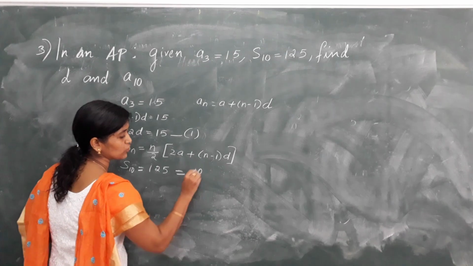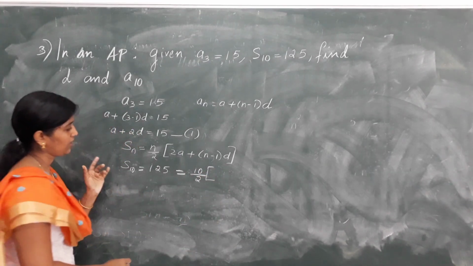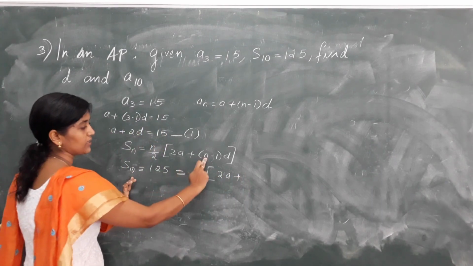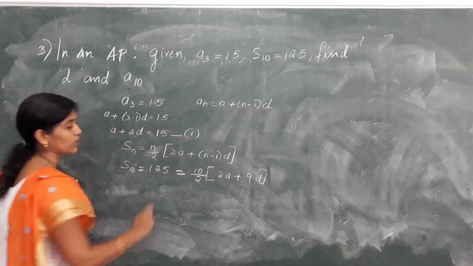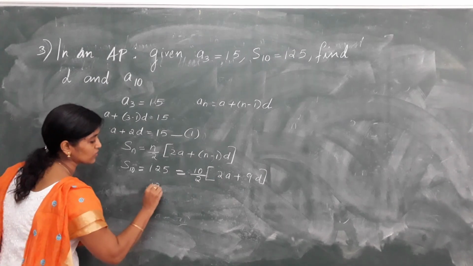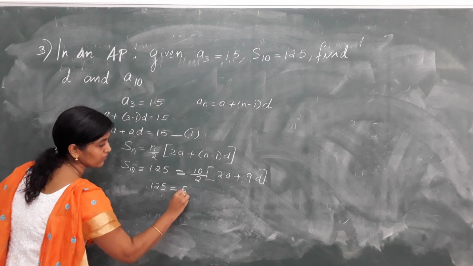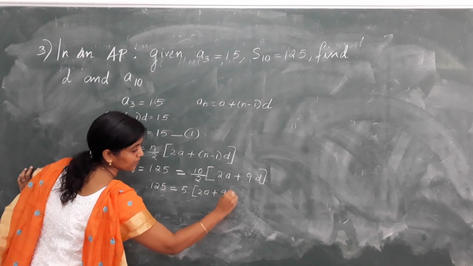Using the formula we can write it as n is equal to 10, so 10 by 2 into 2a plus 10 minus 1 into d, and that's equal to 125. Again this we can rearrange. We'll get 125 is equal to 10 by 2 is 5, 5 into 2a plus 9d.